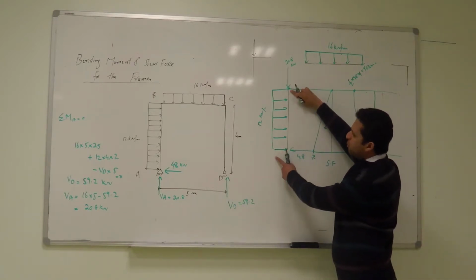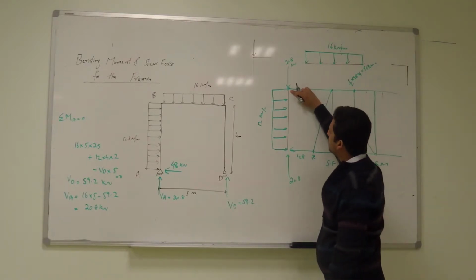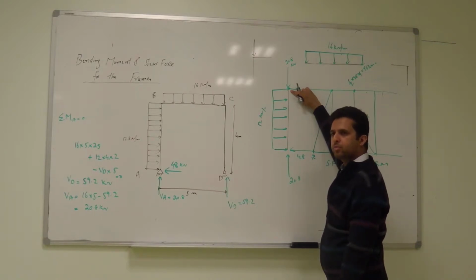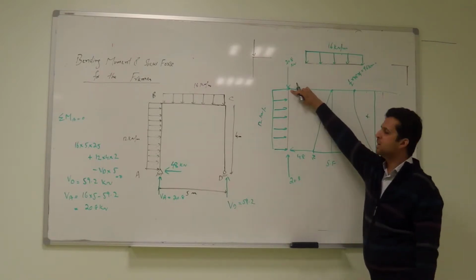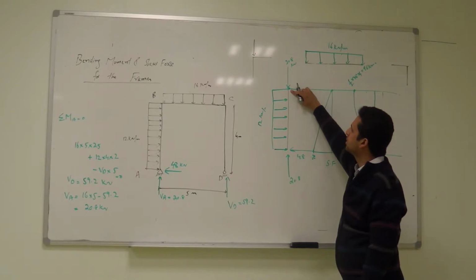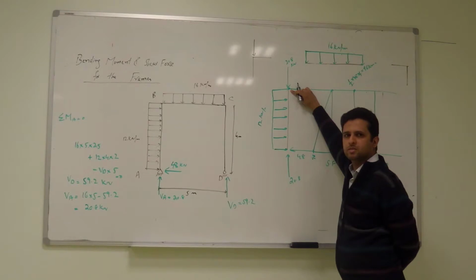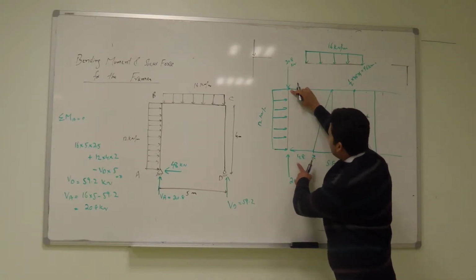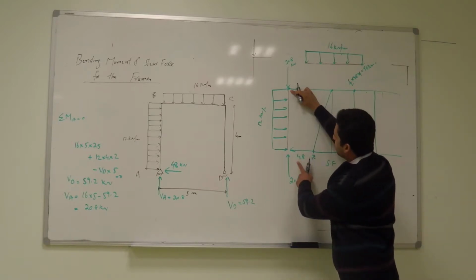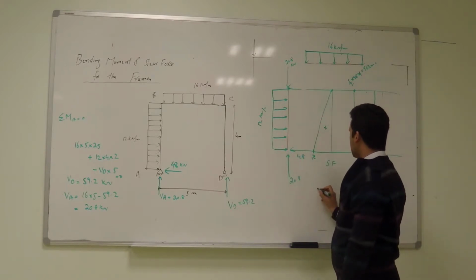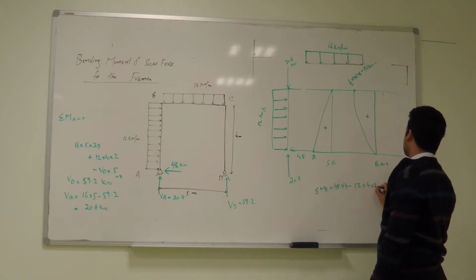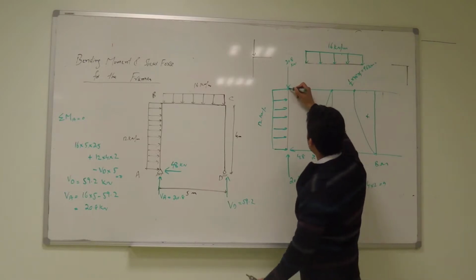Just tell me, 48 into 4 minus 12 into 4 into 2. How much? 48 into 4 minus 12 into 4 into 2. It is positive 96. The moment at point B is equal to 96. Same, 96, yeah. So you have a moment here, which direction?